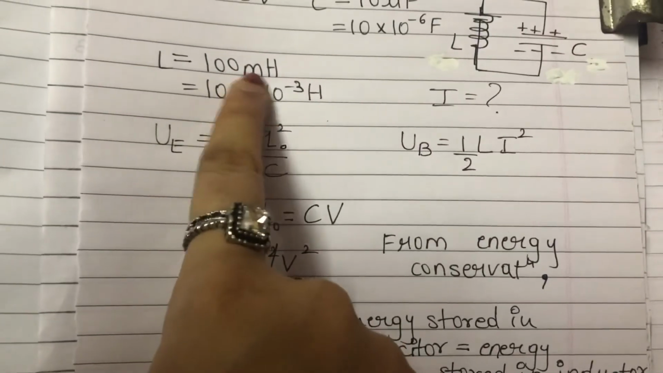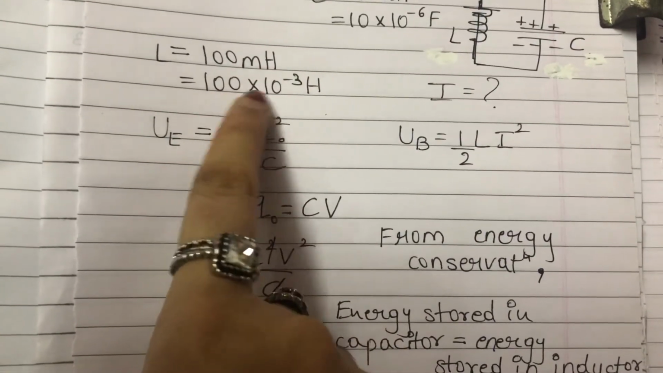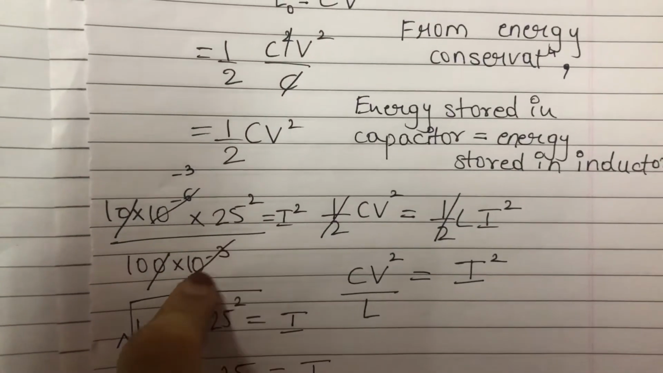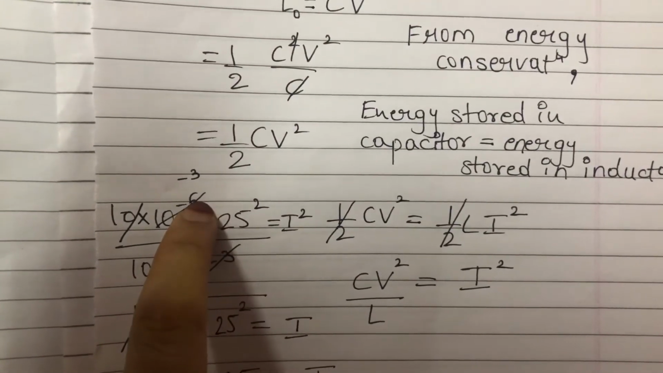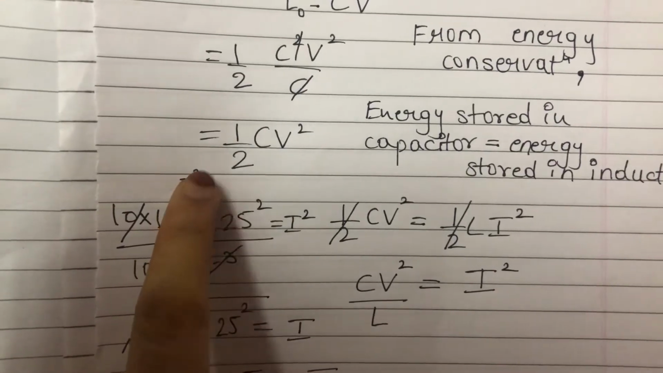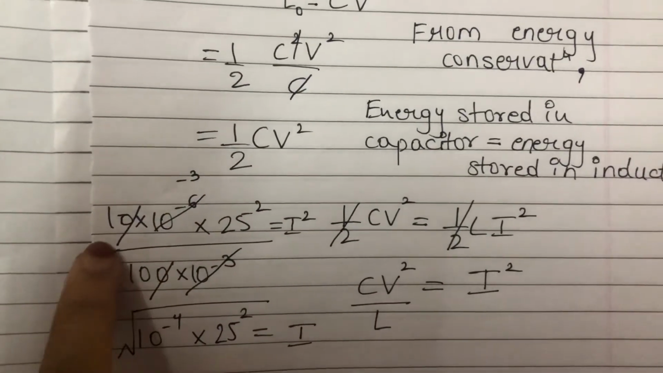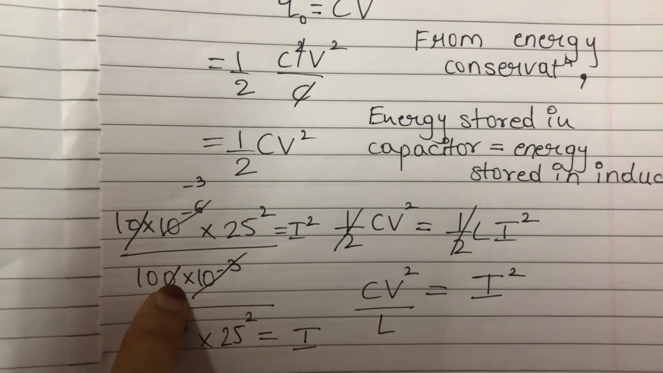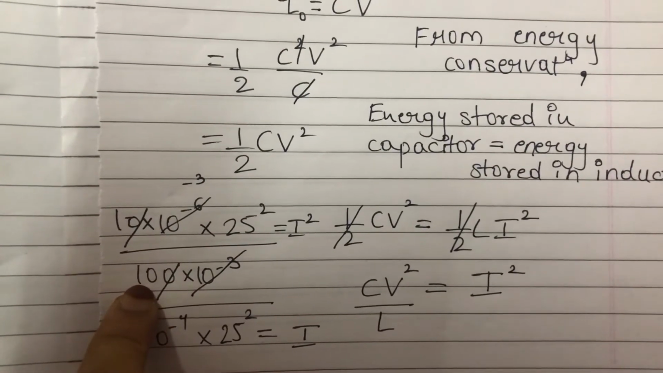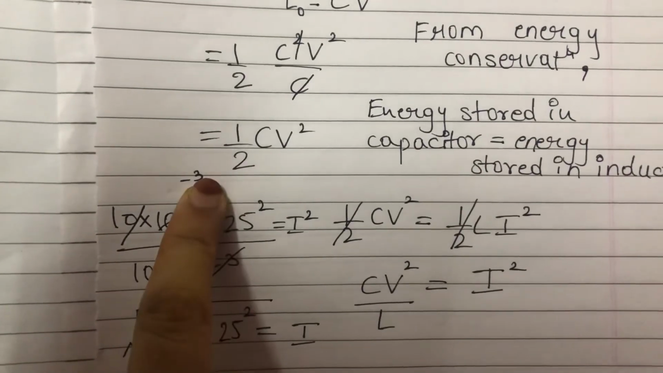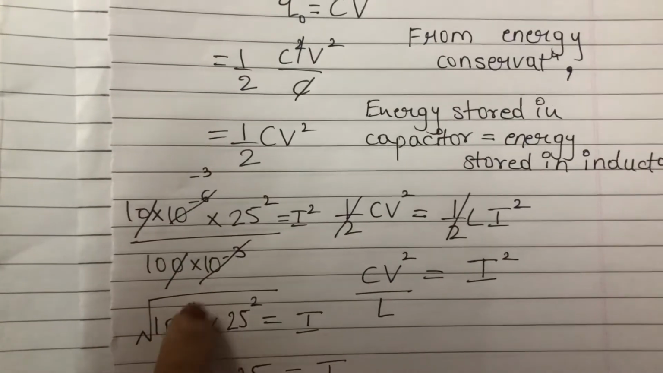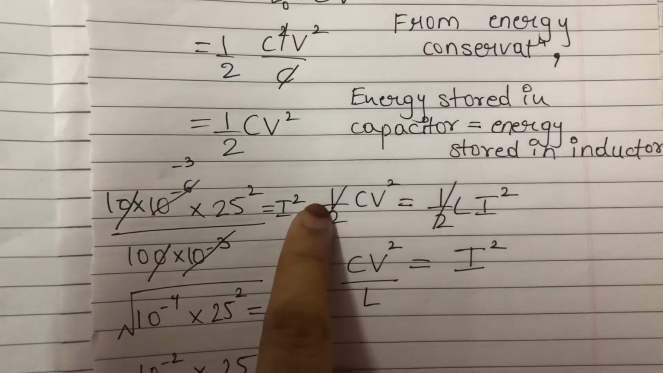Inductance is 100 millihenry. So 100 into 10 raised to minus 3 henry, then 100 into 10 raised to minus 3. Now 10 raised to minus 3, and from this minus 6, 10 raised to minus 3 gets cancelled, so 10 raised to minus 3 remains. Out of that, now from here 10 and 10 from the denominator gets cancelled, so only 10 remains in the denominator, which is taken in the numerator, that becomes minus 1. So minus 1 and minus 3 gives us minus 4, and 25 square. Here we have I square.